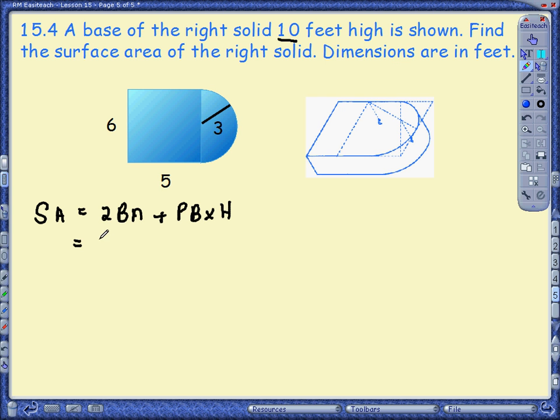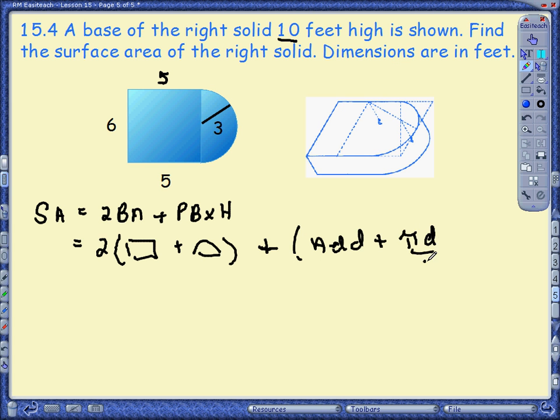Well, when we do our base area, we actually have two shapes. We have a rectangle and we have a semicircle. And when we do this, we're going to add some of the sides. We're going to add 5 to 6, and then over here there's another 5, but we're also going to use the formula for a semicircle. So we're going to add, and we're going to use pi d divided by 2 as well, and then times the height of 10.